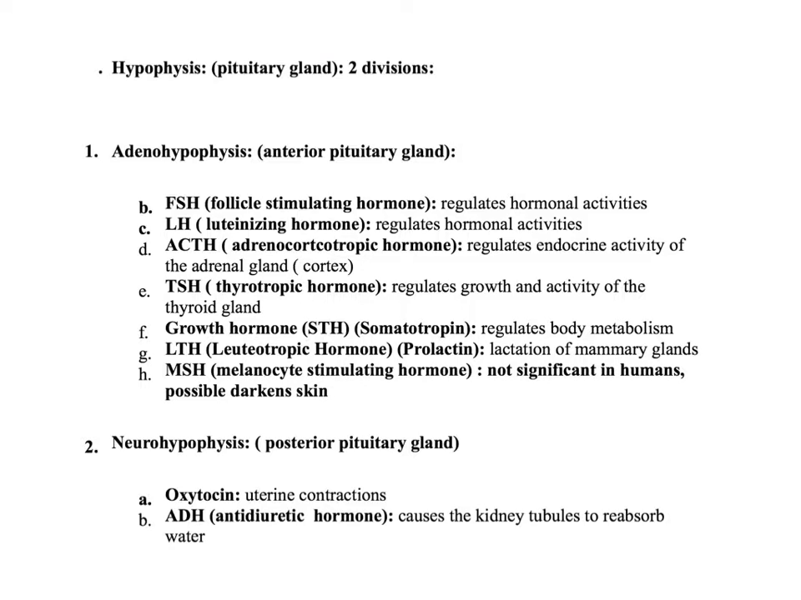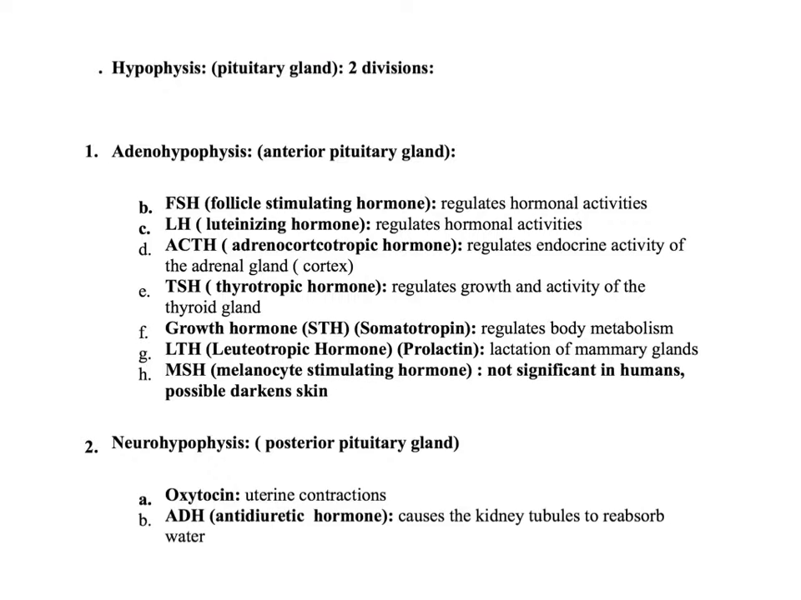GH, growth hormone, or SRH, or somatotropin, functions in metabolism and body size. It stimulates growth through protein synthesis, and in deficiency we would see a form of dwarfism. LTH is the luteotropic hormone, also known as prolactin, and it causes lactation of the mammillary gland.